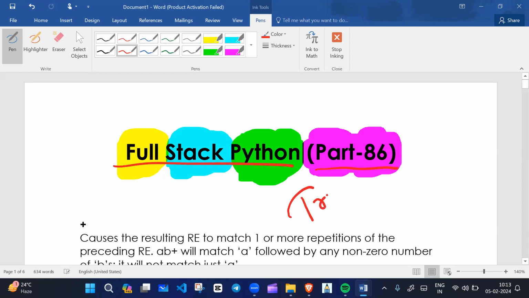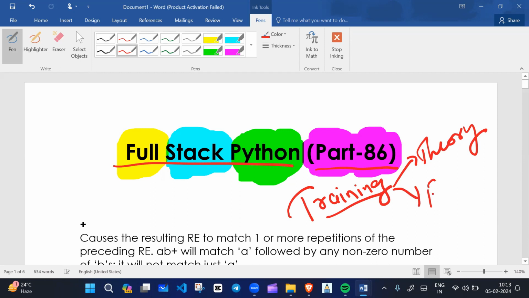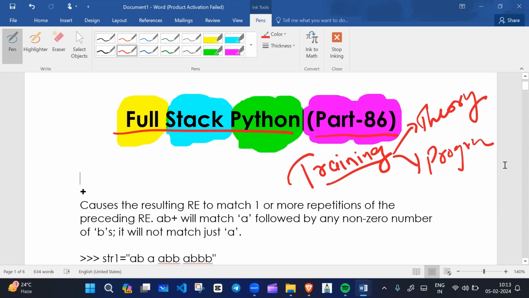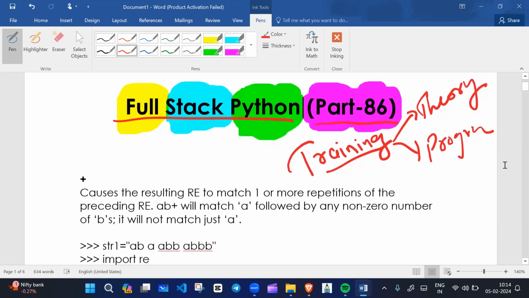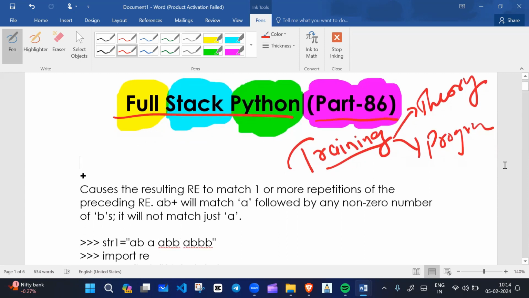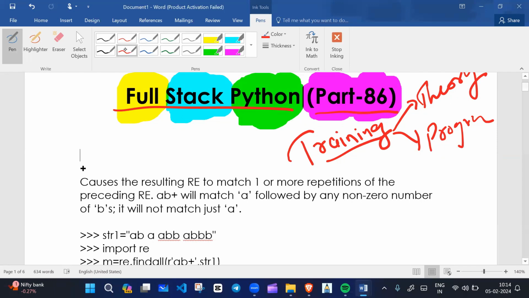Okay, so this is a training course. In this training course, we are learning theory in depth as well as we are learning programming in depth. Alright, so we are discussing regular expression. So we will continue regular expression in this video as well.